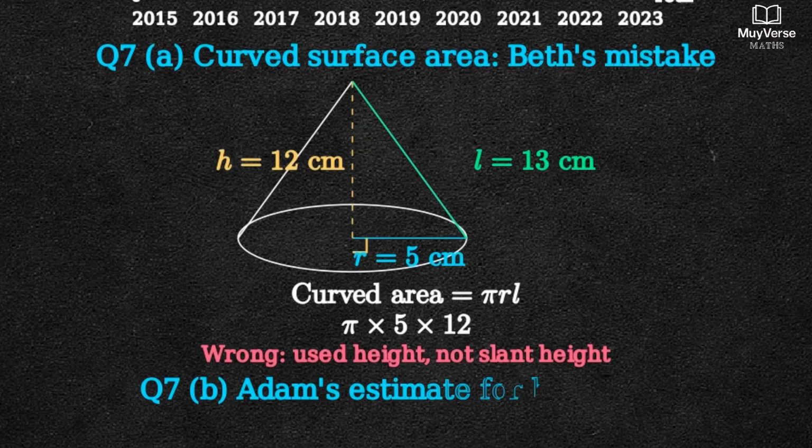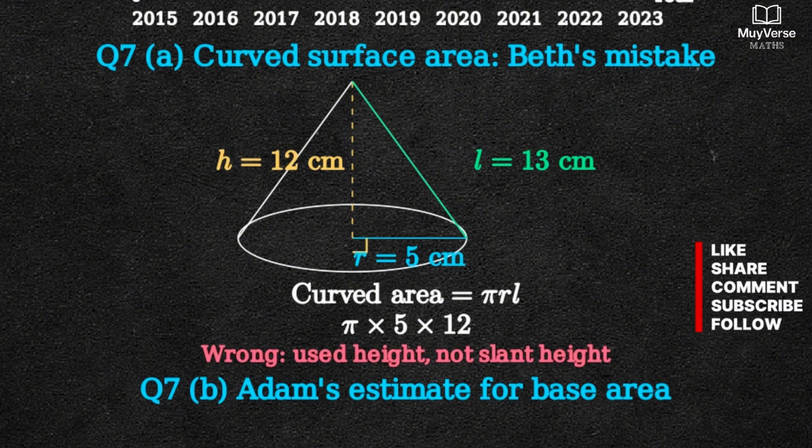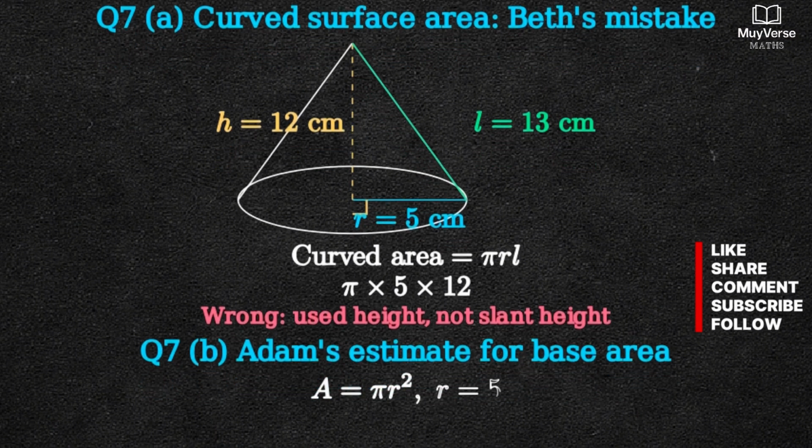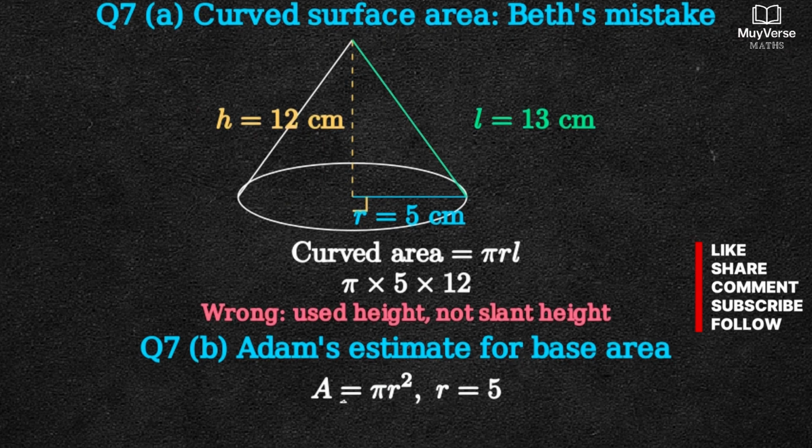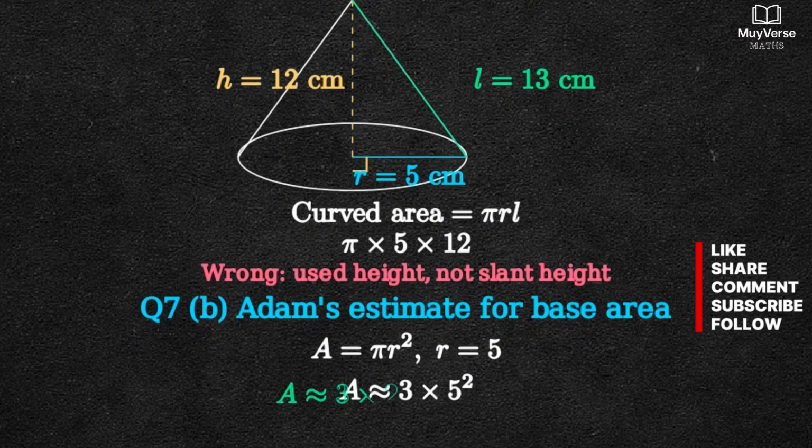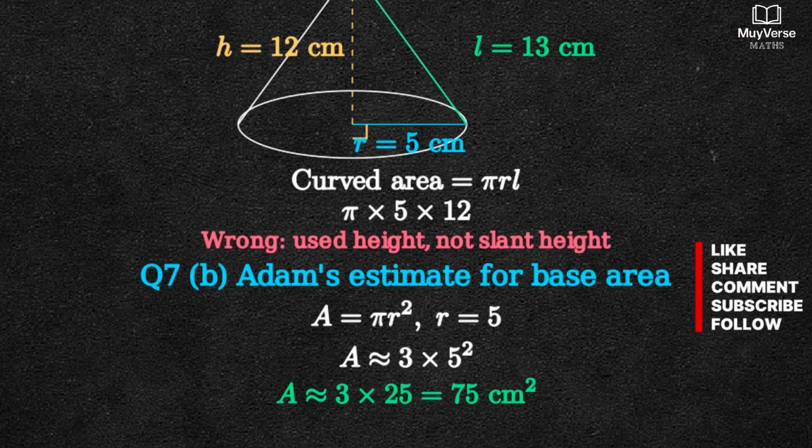Question 7 Part B. Adam estimates the area of the base using pi approximately 3. The base is a circle, so area equals pi r squared. Substitute r equals 5. Replace pi with 3. Compute 3 times 25 equals 75 square centimeters.